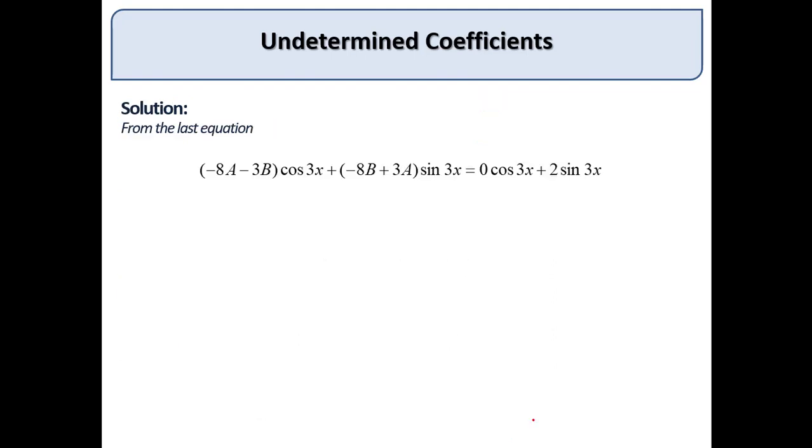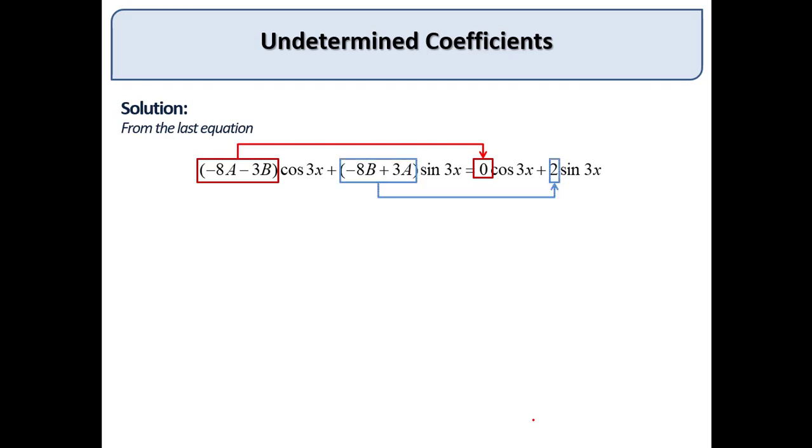So we solve it further. This is what we have, this is what has been outlined earlier. Negative 8a minus 3b will be equal to 0, and then negative 8b plus 3a will be equal to 2. So then we can solve for a and b.